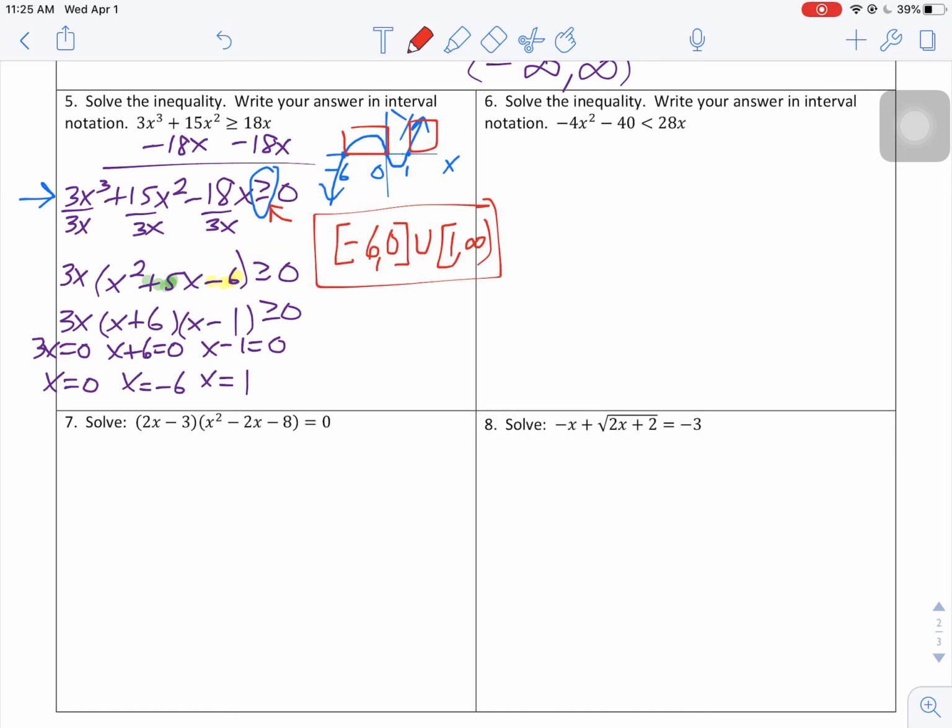On 6, very similar to 5, so we need to get everything on one side equals 0 to start. So let me do minus 28x, minus 28x. So negative 4x squared minus 28x minus 40 is less than 0. Then it looks like I have a greatest common factor of -4. So I'm going to divide everything by my GCF of -4. So GCF is out in front, leftovers in the parentheses in the back.